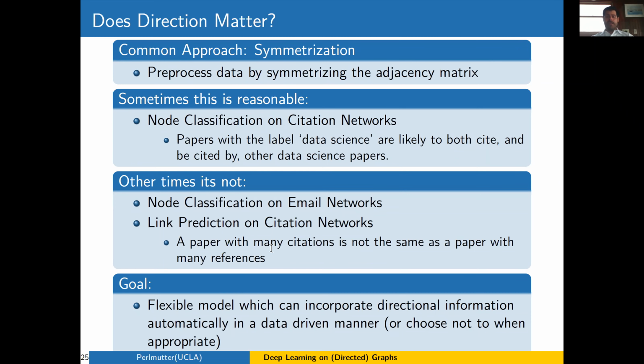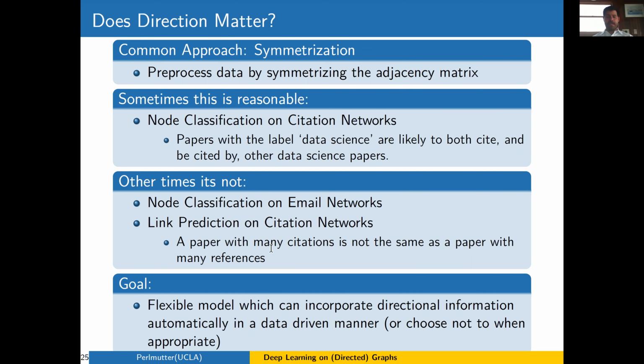Unfortunately, the most common approach used by a lot of popular graph neural networks is just to pre-process the data by symmetrizing the adjacency matrix. And while this seems at first glance ridiculous, it actually is reasonable in certain commonly studied situations. For example, if you do GCN on Quora and you're trying to figure out what is the topic of a paper, well, my paper is going to cite data science papers and be cited by data science papers. And so it actually doesn't matter which way the direction is going if you're trying to classify the paper by topic.